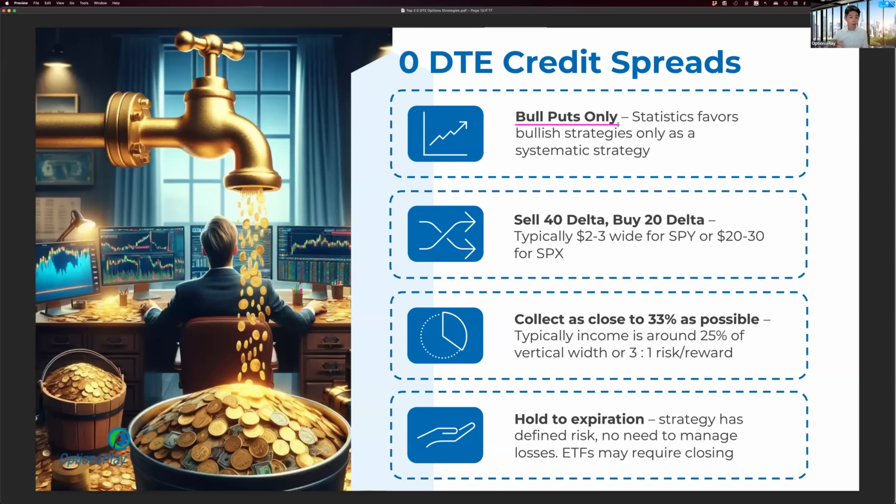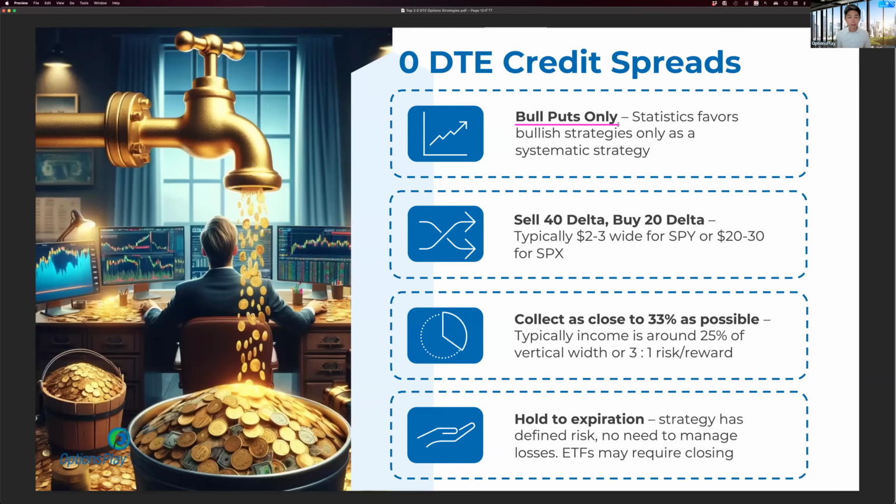You can make adjustments, meaning you can always tilt it so that you have the call options that are out of the money, but even then we tend to find that those have negative returns in the long run. So that's why we don't trade both sides of the iron condor. We only trade the put side, which is the put credit spread. Statistics simply favor bullish strategies as a systematic strategy. So, very, very simple strategy to do.